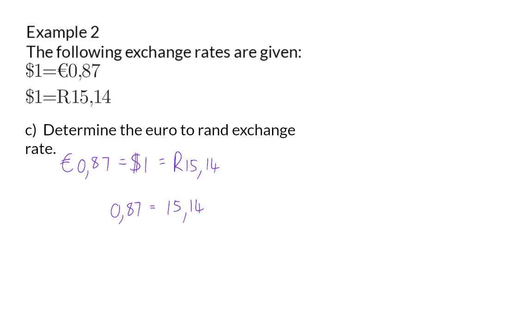simplify. To simplify this rate, we want a 1 euro on the left-hand side. And to do that, we need to divide the left-hand side by 0.87 because anything divided by itself is 1. And then, of course, whatever you do on the left, you will have to repeat on the right-hand side. So we also divide by 87 cents. This will give you 17 rand and 40 cents. And this means that the euro to rand exchange rate is 1 euro to 17 rand 40.